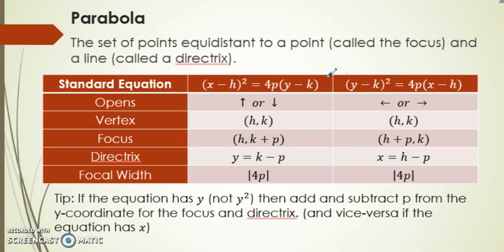Also, don't forget that once we figure out what that value p is, we'll need to multiply it by 4 most of the time to get the actual standard equation, unless they've given you the focal width, which already has the 4 times p value given.